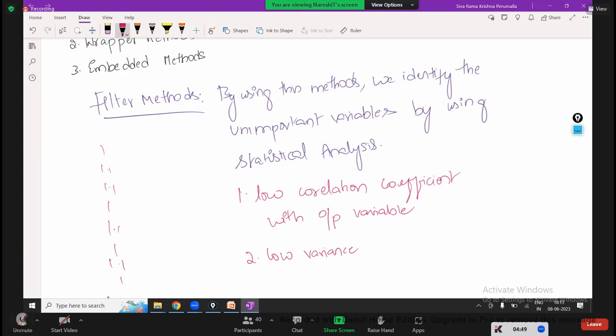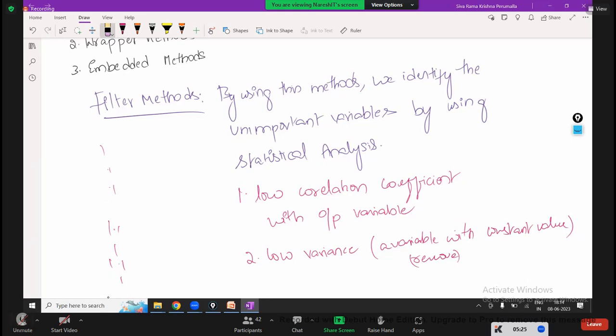That is the reason any constant variable, a variable with a constant value, you can just remove. With a constant value, one and only one value, simply remove it. Simply remove the variable which has the constant value. There is no use, simply you can remove it, because the variance is going to be 0.